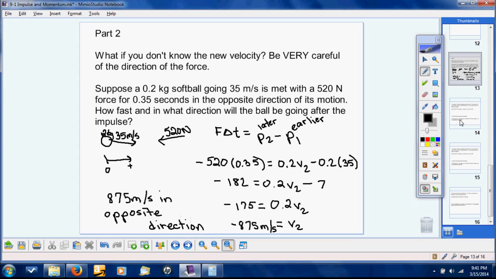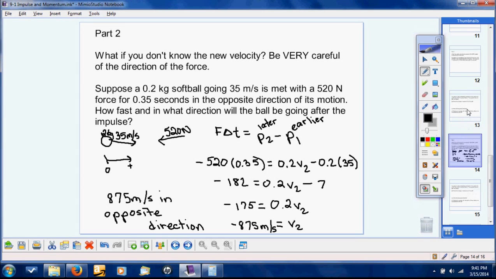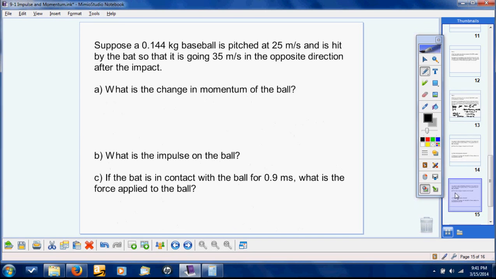Okay, so we're going to go ahead and move on. We have another new question that I want to take a look at. Let's have a baseball. This is a 0.144 kilogram baseball, and I actually took that from the book and figured that one's closer than my estimates. It's pitched at 25 meters per second and is hit by the bat so that it's going 35 meters per second in the opposite direction after the impact.